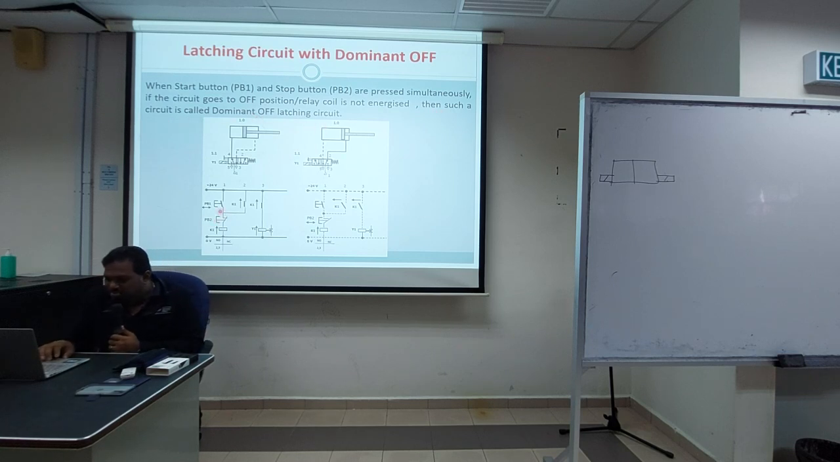Maksudnya you ada push button 1 and push button 2 dekat sini. So one is not connected, so one more is always connected. Kalau you tekan dua-dua simultaneously, so that means if the circuit is not energized, K1 is not energized, itu bermaksud dominant off.